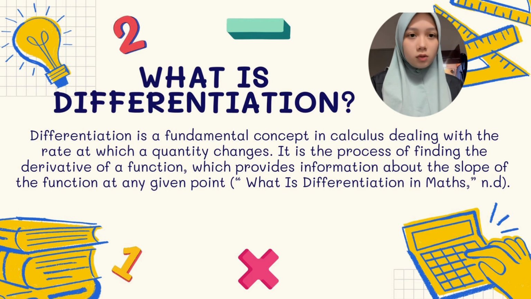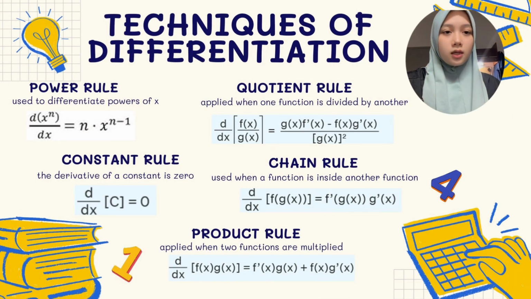Provide information about the slope of the function at any given point. So next, techniques of differentiation. First, we have the power rule. It is used to differentiate powers of x.